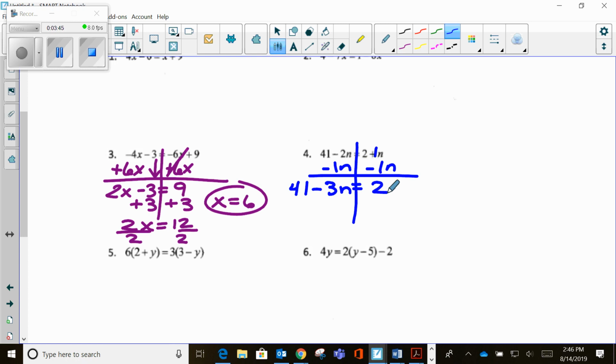The next step is to solve the two-step equations by moving the constant to the other side. This is a positive 41. So I have to subtract 41. That gives me negative 3n equals a negative 39. And our final step is to do the inverse of multiplication, which is dividing by negative 3 on both sides. And we get n equals 13.